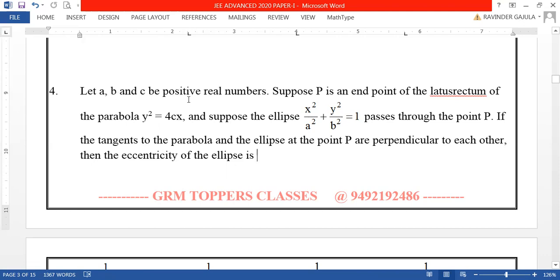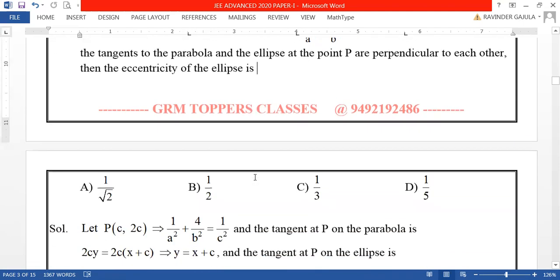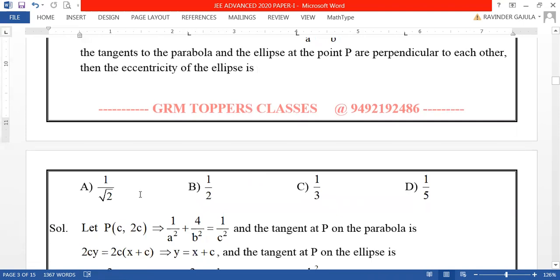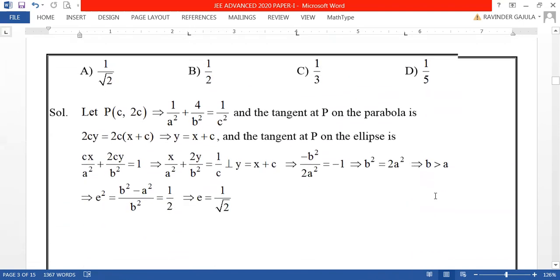So here, let a, b, c be positive numbers. Suppose P be an end point of the latus rectum of the parabola, and suppose x square by a square plus y square by b square equal to 1 passes through the point P. If the tangents to the parabola and the ellipse at that point are perpendicular to each other, then the eccentricity of the ellipse is the question. Okay friends, the given options are 1 by root 2, 1 by 2, 1 by 3, 1 by 5.